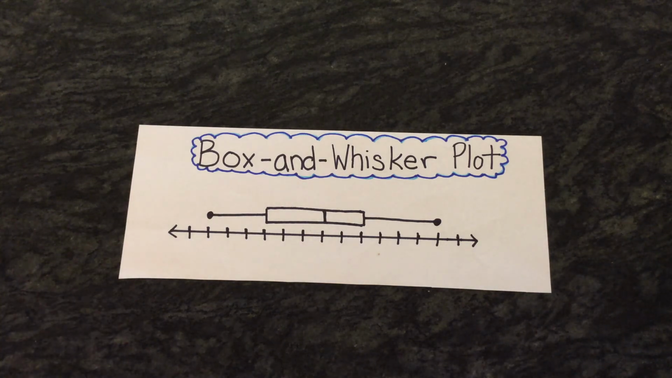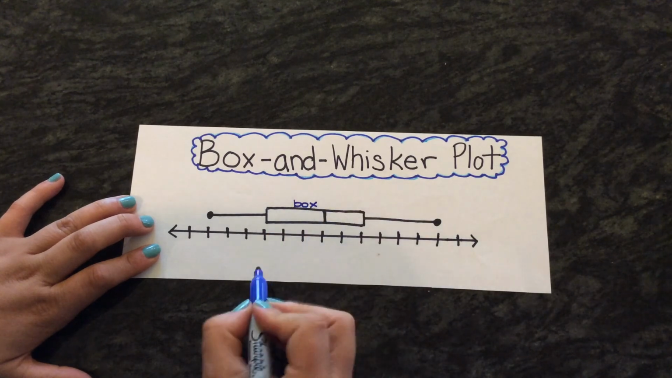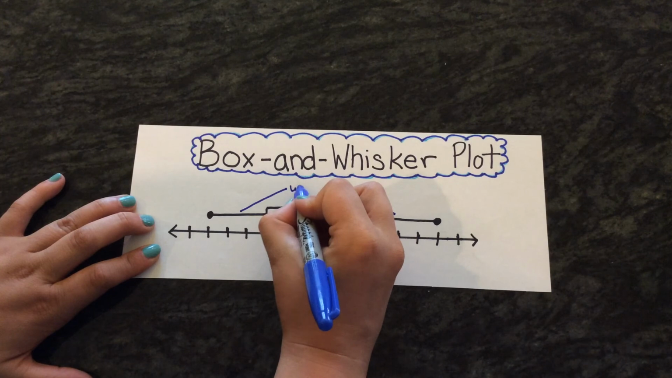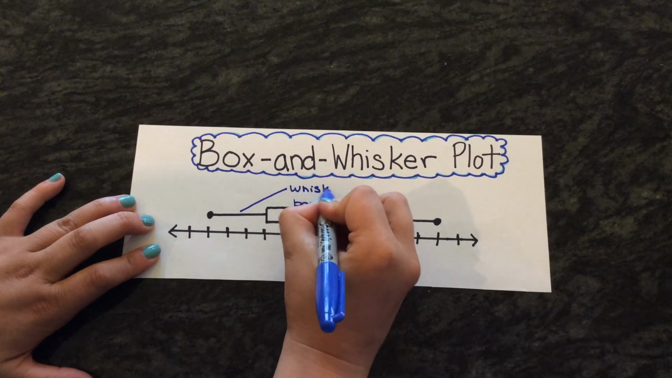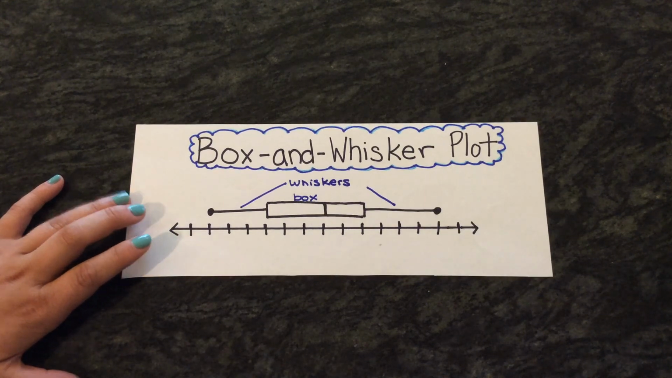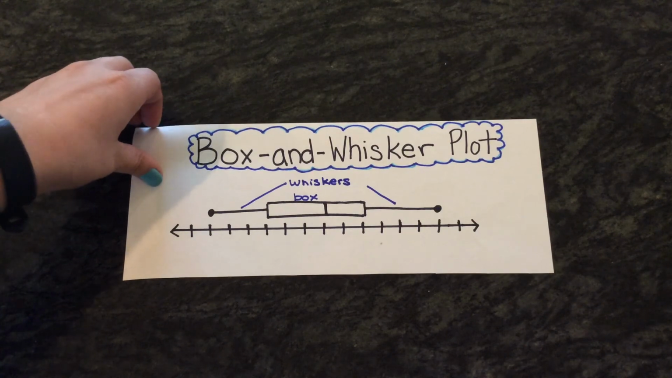Today we are going to learn how to represent data using a box and whisker plot. Before we get started, let's look at the structure of a box and whisker plot. This is our box, and these are our whiskers. To create a box and whisker plot, we need to know 5 different numbers. So let's look at an example.